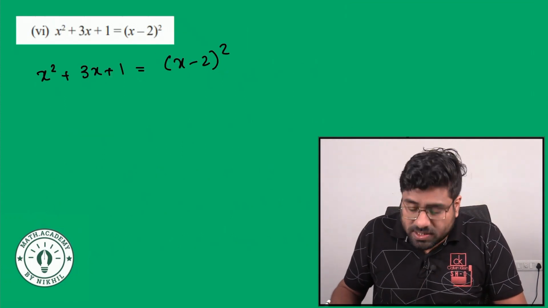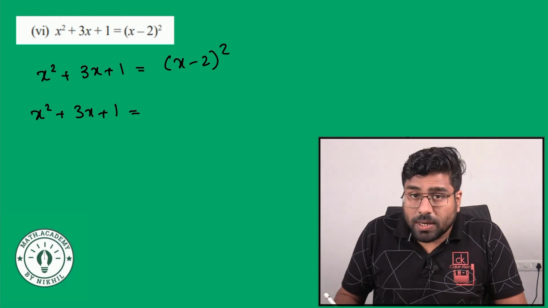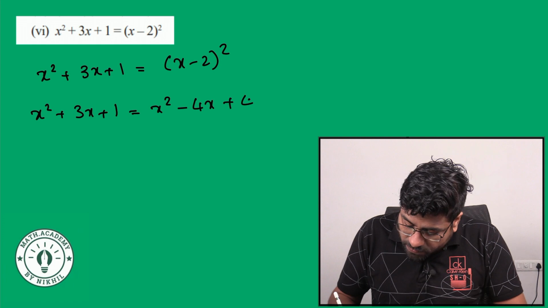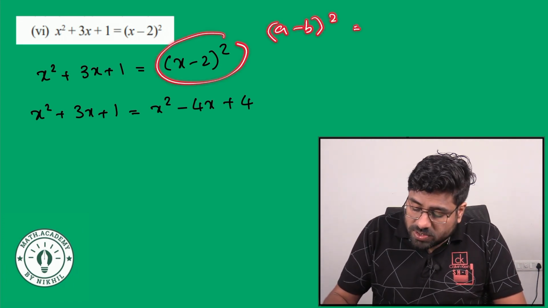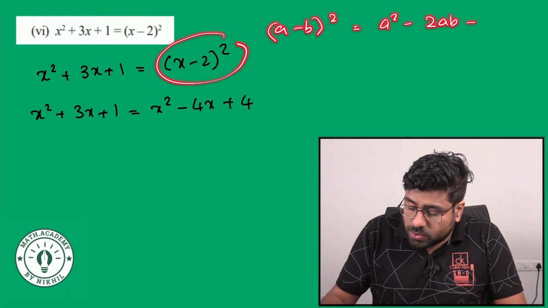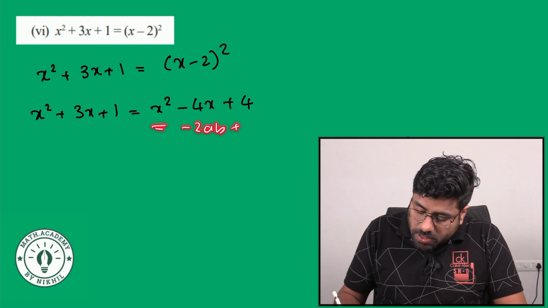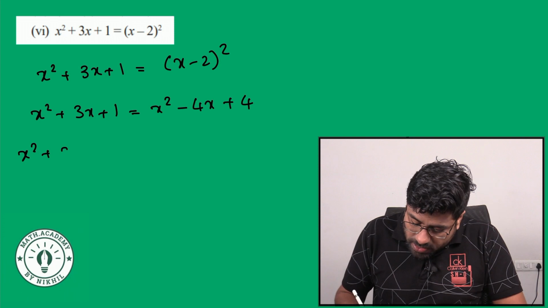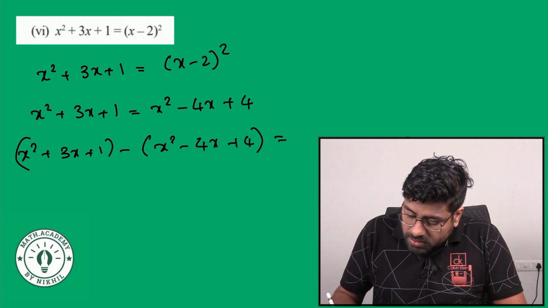Now let's move on to the next question, that is x square plus 3x plus 1 is equal to, I shall expand this one, that is going to be x square minus 4x plus 4. Now how did I get that expansion? This is taking the form a minus b the whole square, which is equal to a square minus 2ab plus b square. Now we'll simplify this expression. I'll take everything to my left hand side. So x square plus 3x plus 1 minus of x square minus 4x plus 4 is equal to 0.